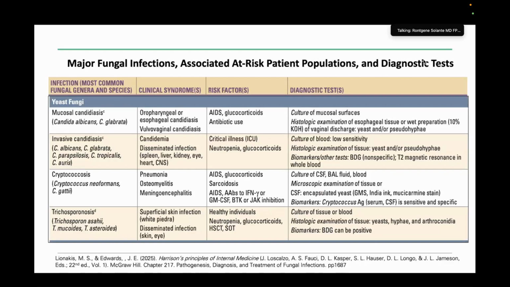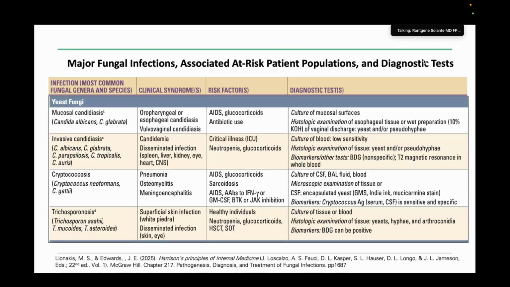And this is common among those patients with neutropenia, patients taking glucocorticoids, patients who are post hematopoietic stem cell transplant recipients, or solid organ transplant recipients, like your post kidney transplant recipient. They can also get this disseminated infection of your trichosporonosis.